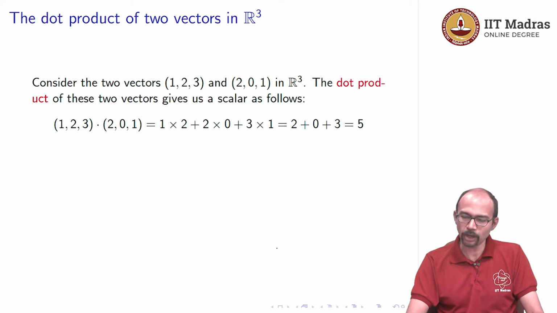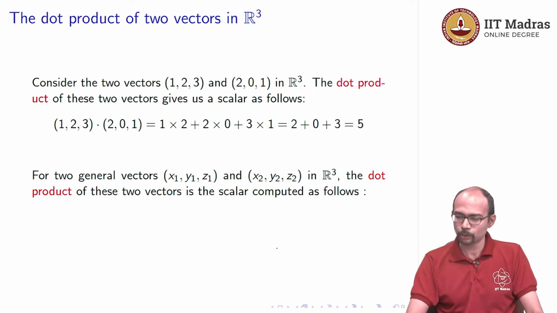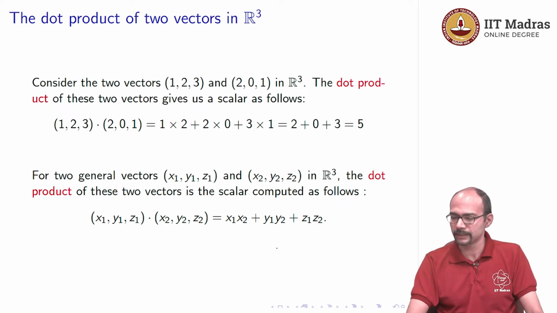So (1, 2, 3) dot (2, 0, 1): you take component-wise multiplication and then you add them. So 1 times 2 plus 2 times 0 plus 3 times 1, which is 2 plus 0 plus 3, which is 5. For two general vectors you do the same thing: (x1, y1, z1) dot (x2, y2, z2) is x1 x2 plus y1 y2 plus z1 z2.